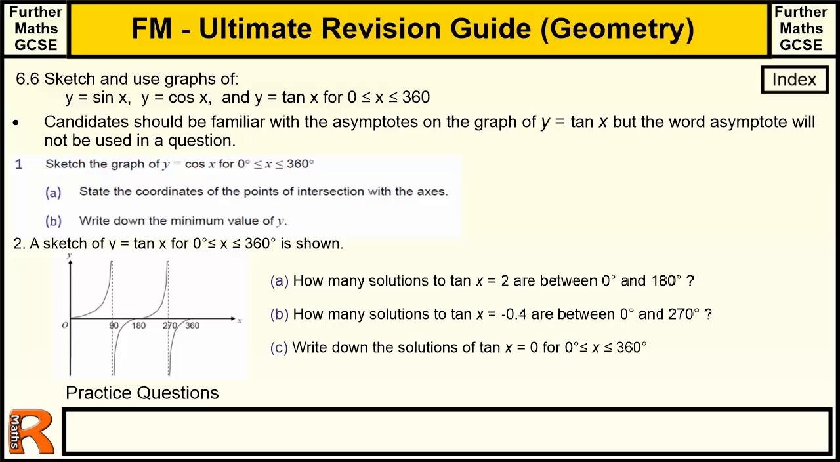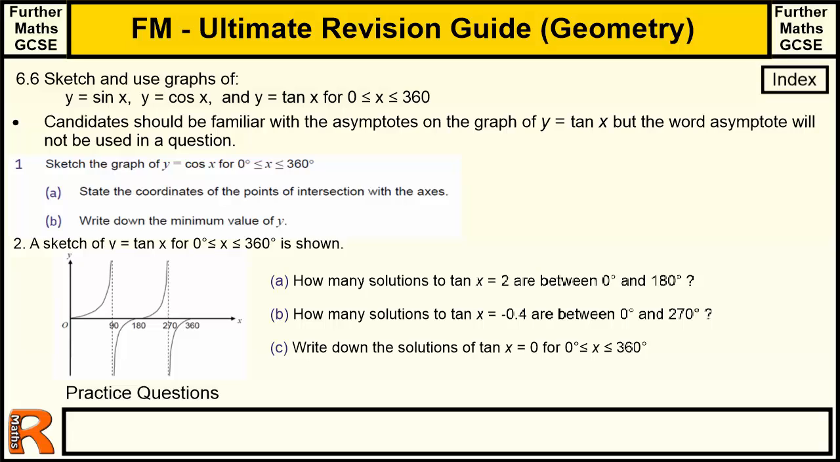What I'm going to do is go through how to draw these curves and what's useful about them, what you should know about them. You need to be aware that there are things called asymptotes in tan graphs. That's these dotted lines, and I'll talk about those in a minute. But you don't actually need to know the word asymptote because it won't be used in a question. There's a couple of questions here you can practice on. I'm going to go through those after I've talked about the graphs.